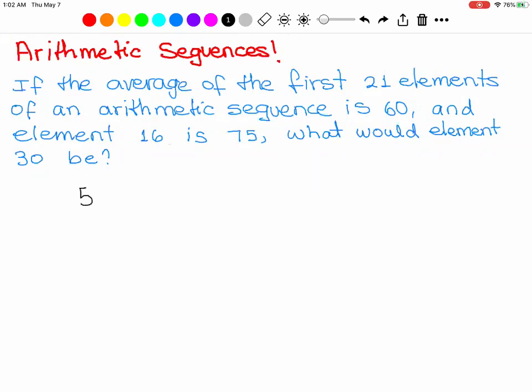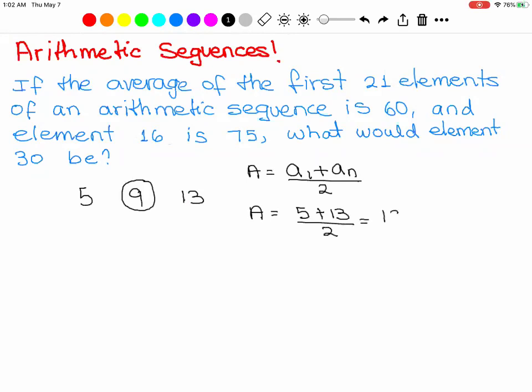example 5, 9, 13, right? The average of this sequence is the middle number. Or you can always say the average of the sequence is A1 plus AN divided by 2. In this case, it will be 5 plus 13 divided by 2. This is 18 divided by 2, which is 9, which we already knew.